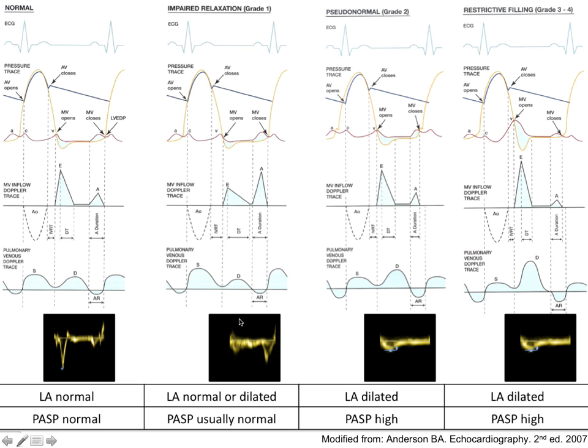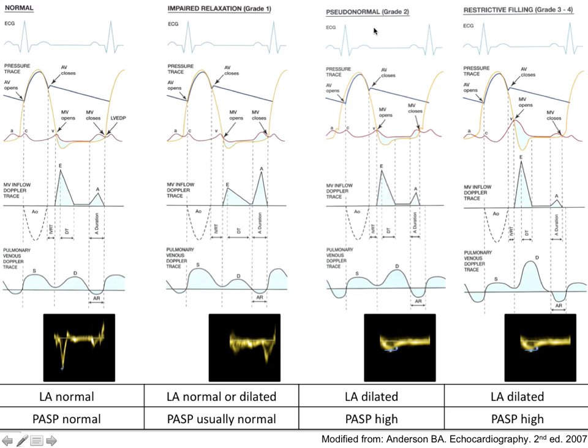With impaired relaxation, your left atrium is usually normal but sometimes dilated, and your pulmonary pressures are usually normal unless your left atrial pressure is high. Sometimes, if your E wave is tall, particularly above 50, or if your E to E prime ratio, we didn't talk about that much, but there are ways to sort of guesstimate your left atrial pressure using E to E prime, sometimes your left atrial pressure can be elevated, but it's usually low, usually.